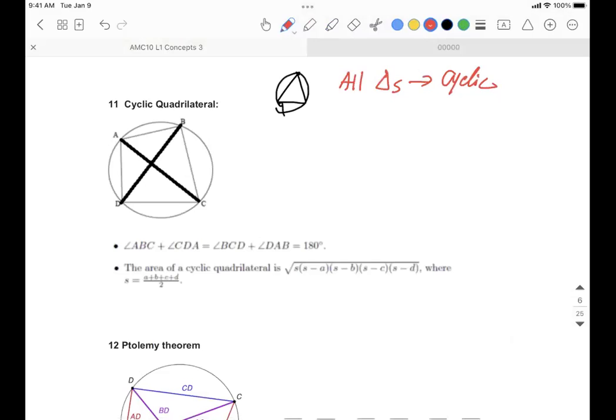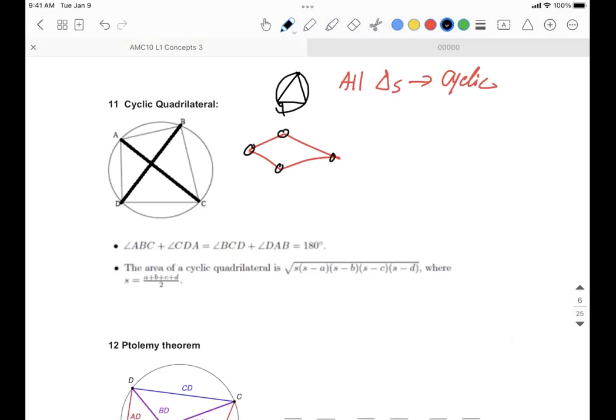However, it's not the case for a quadrilateral. Not all quadrilaterals, if I give you a weird quadrilateral, can be put into a circle. It means the four vertices may not be on the same circle. So it's only guaranteed for a triangle. Not all quadrilaterals are cyclic quadrilaterals. Okay, the cyclic quadrilateral. And how are we going to deal with that?